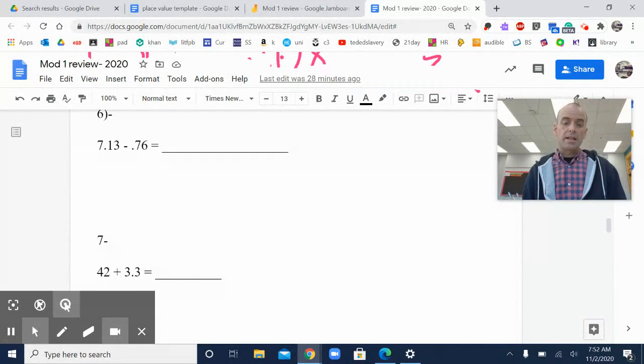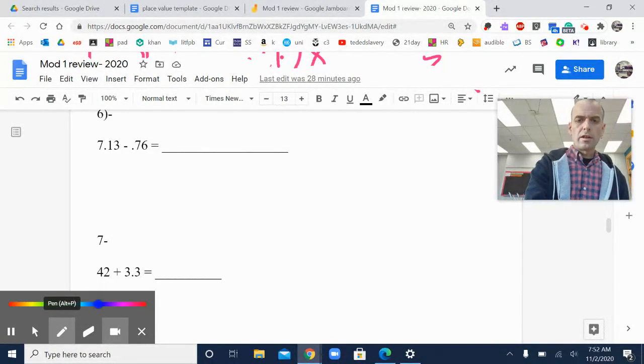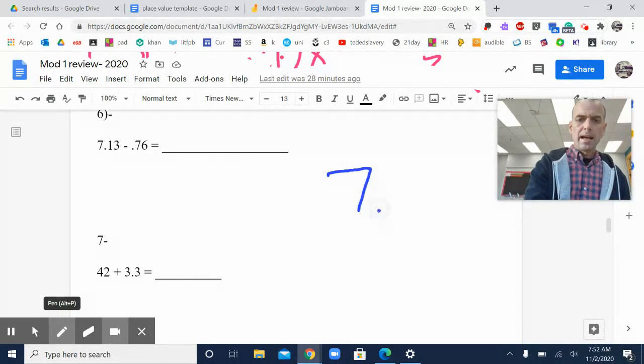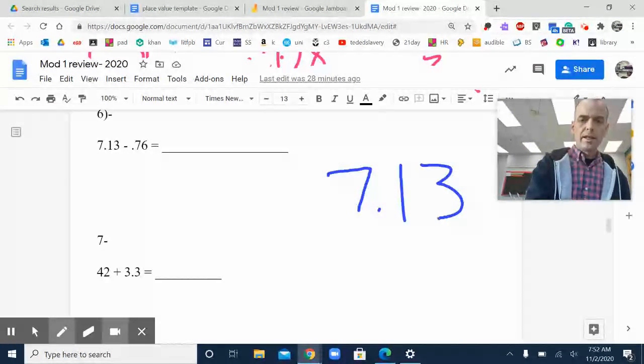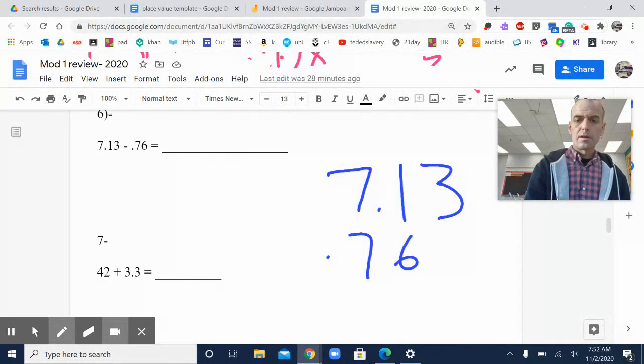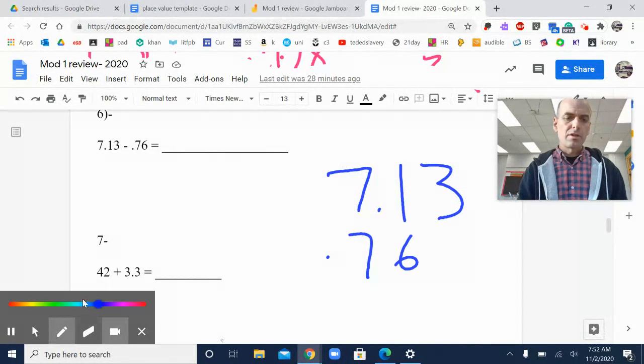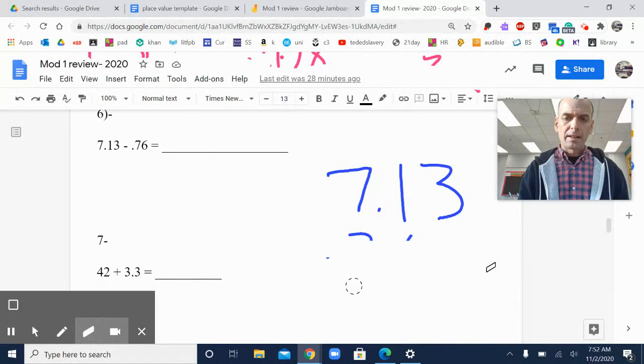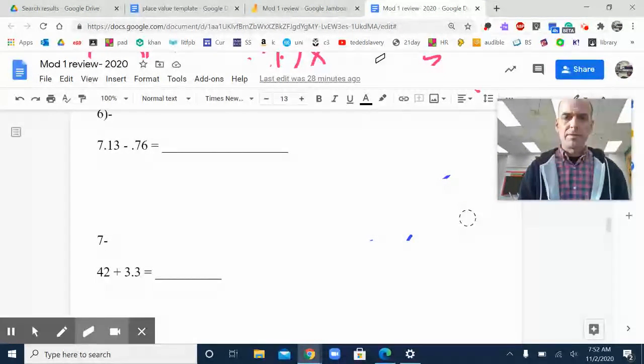For number 6, 7.13 minus 0.76, or 7 and 13 hundredths minus 76 hundredths. It's so important for this that you use your place value chart. Because if you don't use your place value chart and accidentally line it up wrong, it's wrong. That'll be 760, right? So you have to make sure the places are lined up correctly.